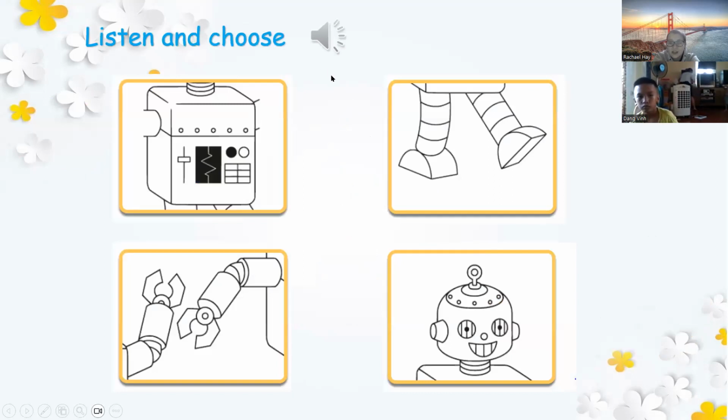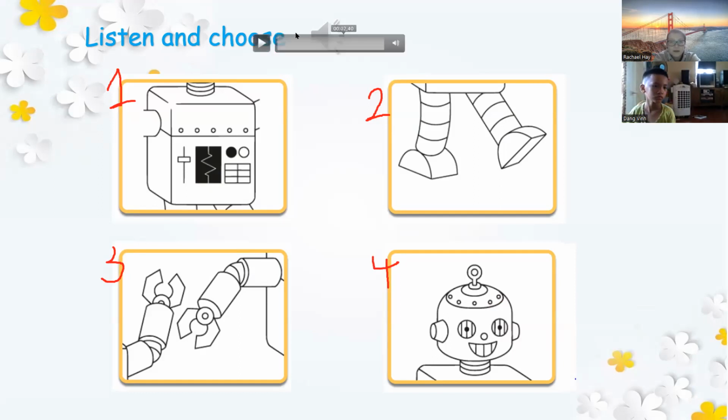Okay, now we're gonna listen and choose. So let's make some numbers. 1, 2, 3, and 4. Okay. The robot's head can move. Okay, where is the robot's head? Four. Good.